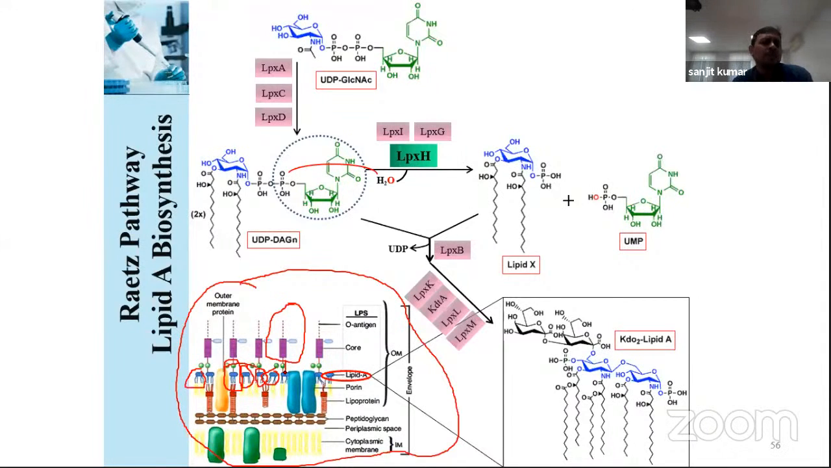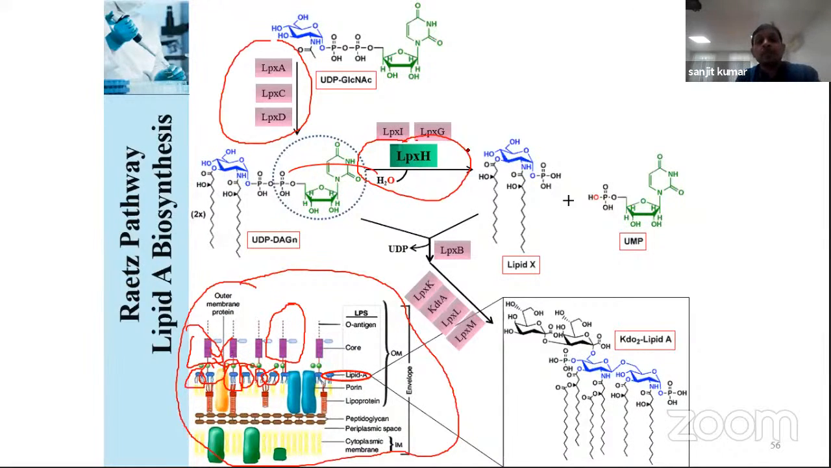Then I thought, why not disrupt the lipid A biosynthesis pathway? If you are able to disrupt it, then LPS will not get a place to sit, so it will disturb the outer membrane of Gram-negative bacteria. And then we proposed, maybe if you know the structure of LPXH in this pathway: our bacteria use nine enzymes to synthesize lipid A, and LPXH is an irreversible step. If any step is irreversible, then that particular stage is a good choice for drug development.